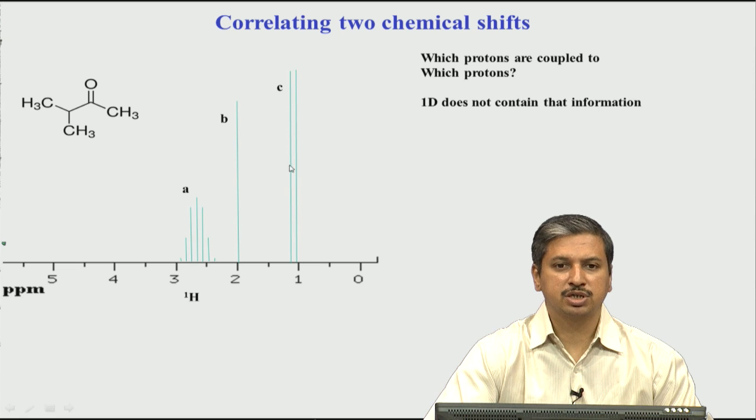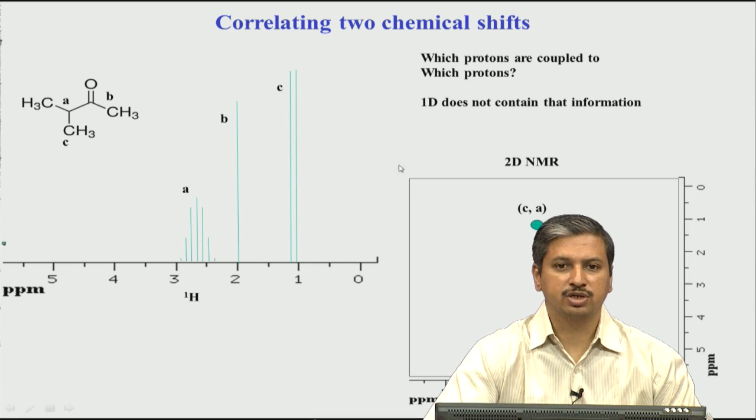So, this information of which two hydrogens are coupled to each other, these are all hydrogens now, is not coming from 1D. In this case, yes, it is easy to say, because B is not coupled to anybody, therefore it is a singlet. So, I can conclude that A should be coupled to C. But remember, in a more complicated system this information is not going to be there, and therefore it is required to do a 2D NMR to give you this information. So, let us see how 2D NMR gives that information, which is shown here.